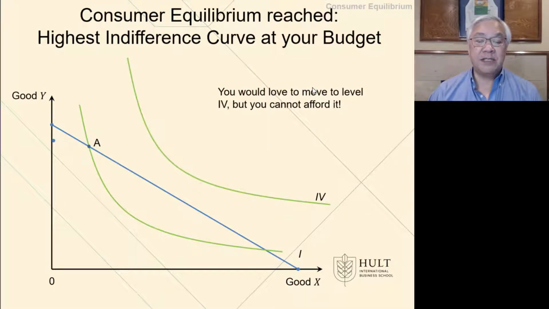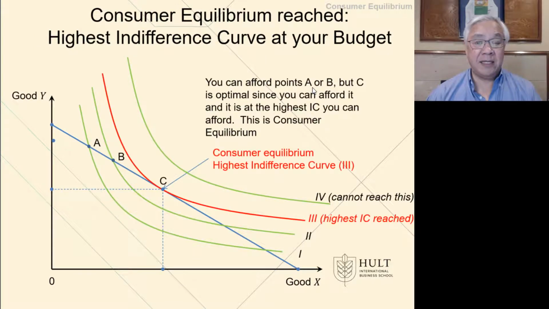So what we can do is move up indifference curves. Now, can you afford indifference curve 4? No, you'd like to, but you can't right now. So you will go and find the highest level of indifference curve that just touches the budget line. And that is where the MRS intersects with the slope of the indifference curve. And that's what we're looking at in point C. So C is what we call the equilibrium.